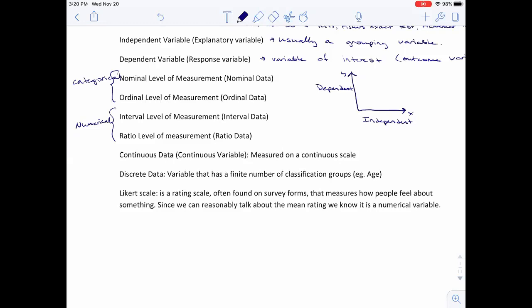Continuous data is measured on a continuous scale, right? So things like speed, weight. Even weight, the reason that we're measuring to maybe 1 or 2 decimal places is not because weight doesn't go to 4 decimal places, it's because our measurement tool can only go to 2 decimal places. So if you think about it that way, we've got this continuous scale. Whereas if we've got discrete data, then we've got these classifications, things like age.